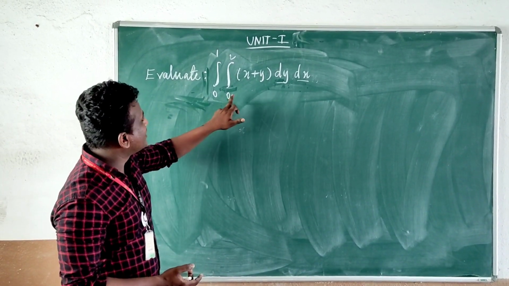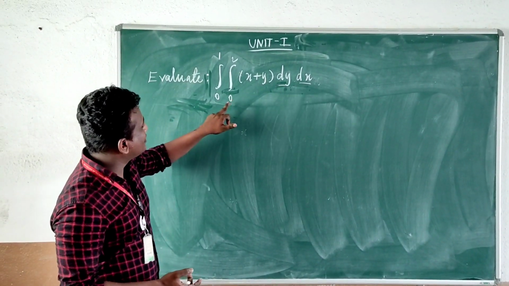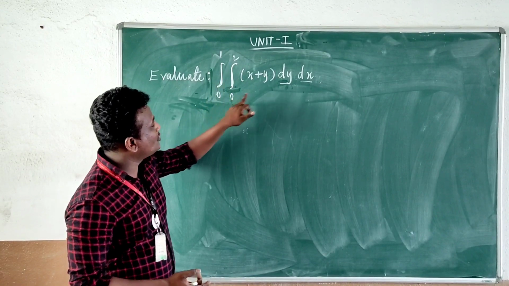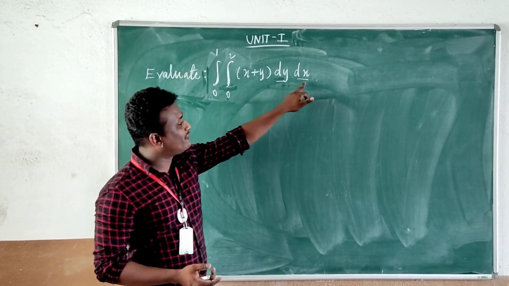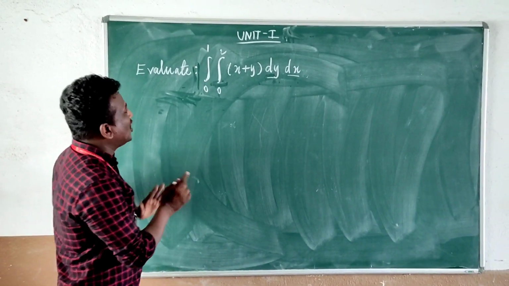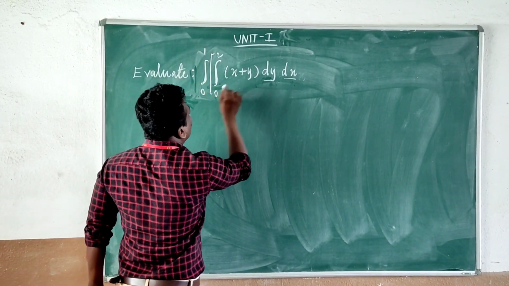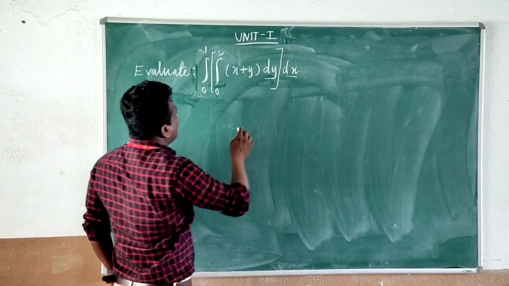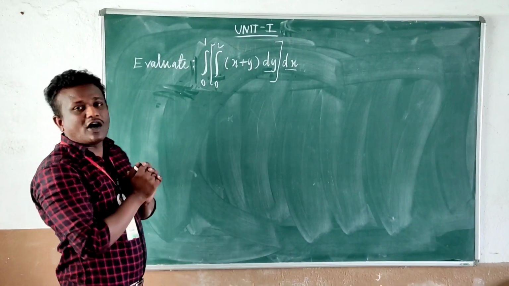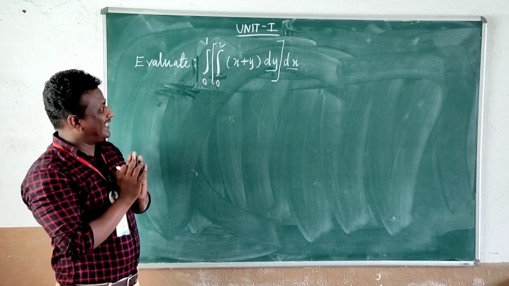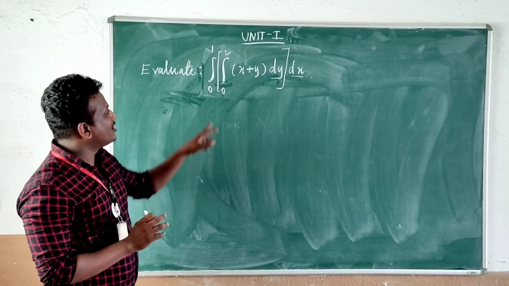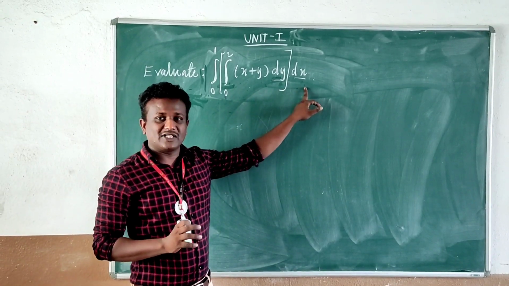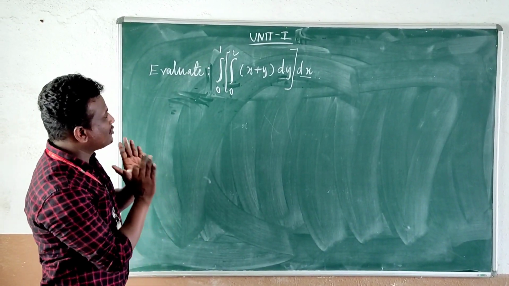Now the limits: the first limit is the limit for y, then the second limit is the limit for x. We usually call this part the inner integration and the other part the outer integration. First we integrate the inner integration, and that answer will be integrated with respect to the outer integration. Let us solve this problem.